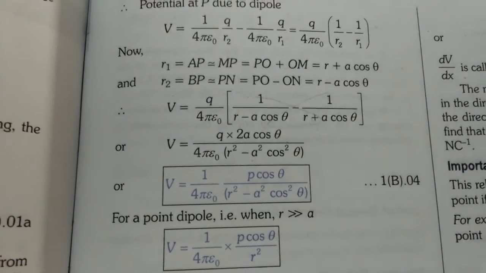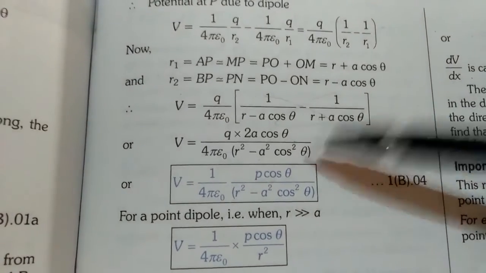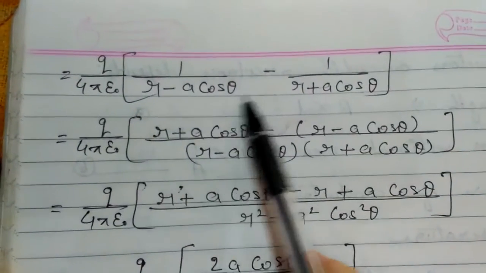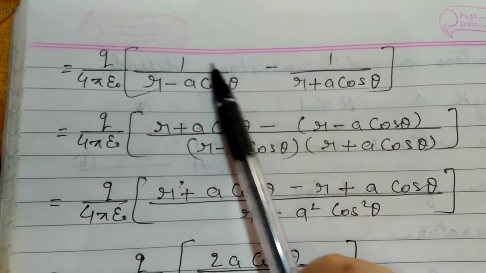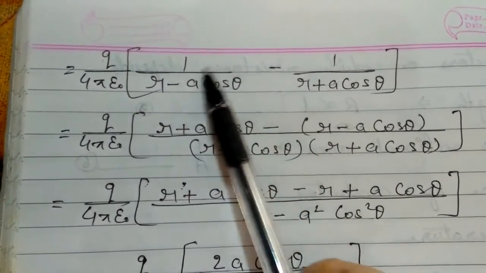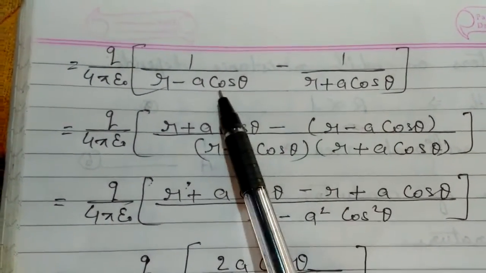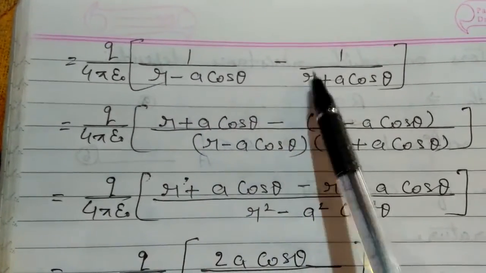In the first lecture I was going to tell you how to solve this equation to get this one. Okay, so let's see that. Here you can see I have written that equation. To solve this we cross multiply them. R plus a cos theta to 1, r minus a cos theta to 1 this side, and then we multiply denominators with each other.